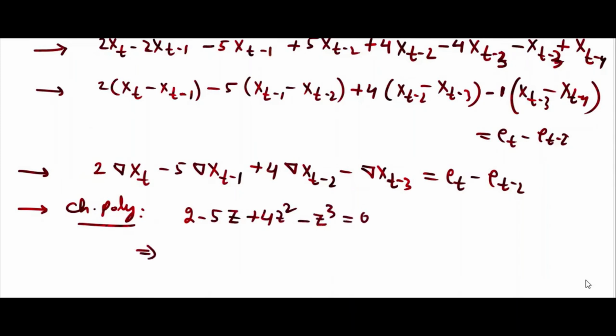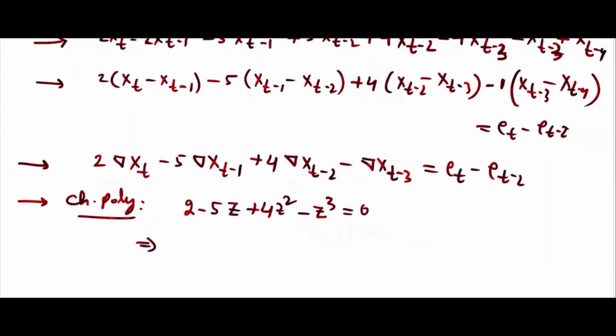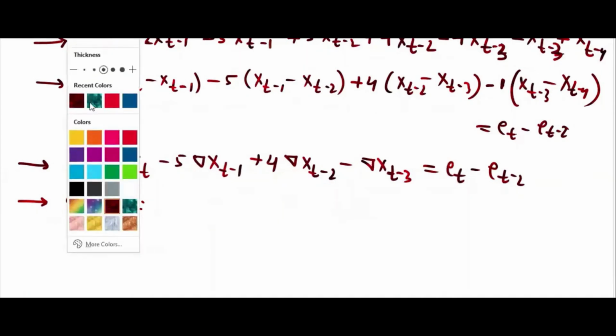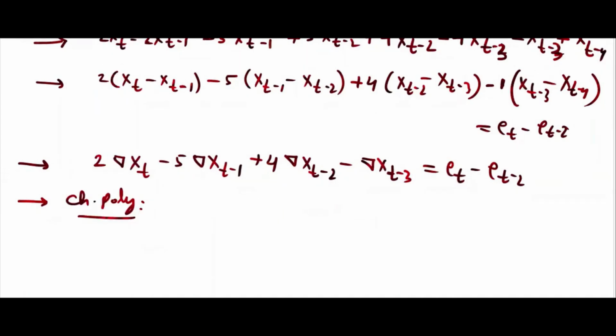And we'll check only for 1. When you are checking for ARIMA, remember you have to check only for 1. So if you put 1 here, 2 minus 5 plus 4 minus 1, that is 0. Still there is a 1 root here. So if there is a root 1 here, this is not stationary. You need not find all. You are sure that this is not stationary. There is a root 1 here. You try to extract that one from here.